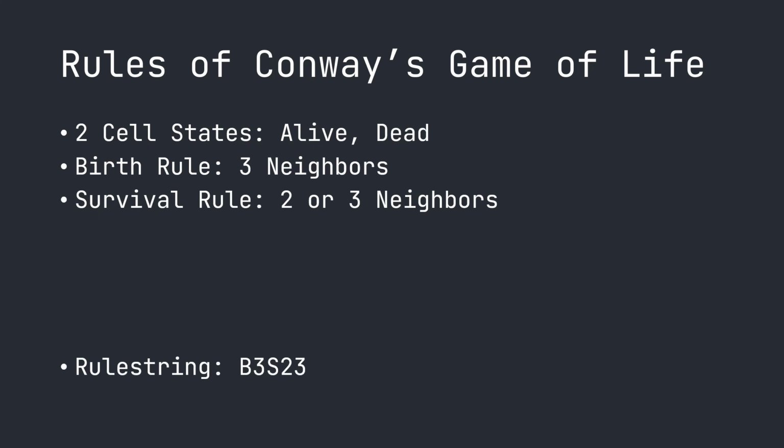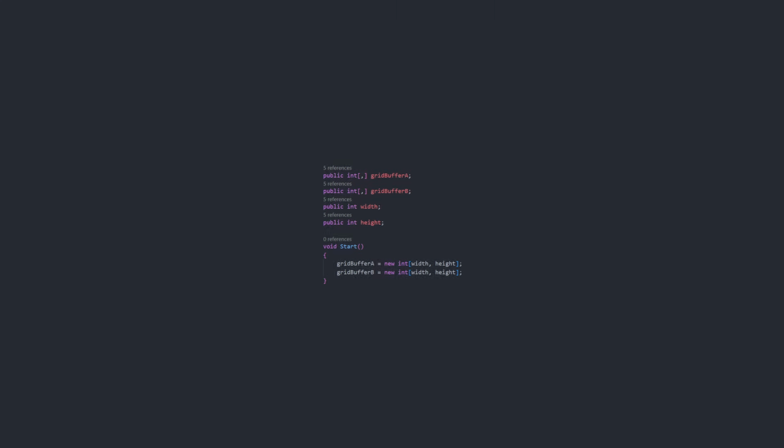Let's try implementing this in Unity. First, we'll create a 2-dimensional integer array to store the cell states. We will create 2 of them, one to store the current time step, and another to store the next time step. The integer 0 will represent dead, and 1 will represent alive.